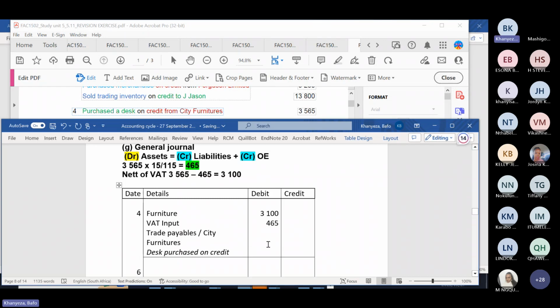City finishers with how much? It's the total amount. 3,565.